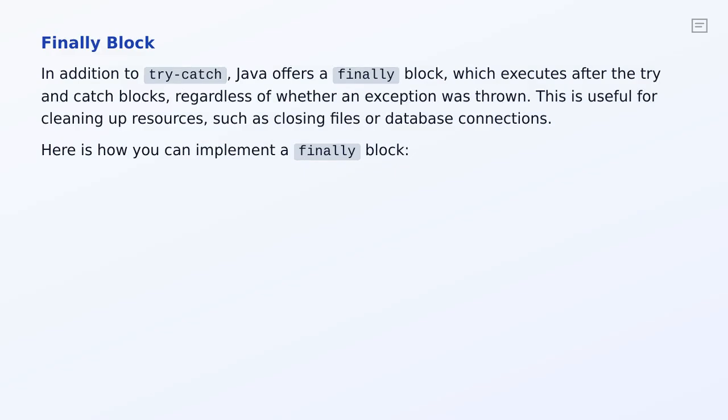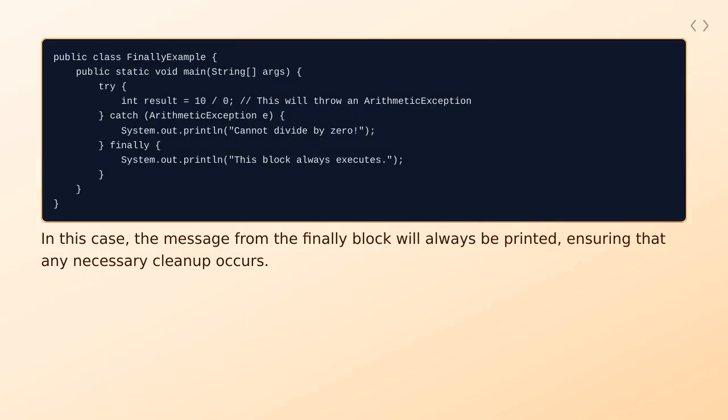Now the finally block. In addition to try-catch, Java offers a finally block, which executes after the try and catch blocks, regardless of whether an exception was thrown. This is useful for cleaning up resources, such as closing files or database connections. Here is how you can implement a finally block. This slide introduces a class definition. Study the structure in the code sample. In this case, the message from the finally block will always be printed, ensuring that any necessary cleanup occurs.